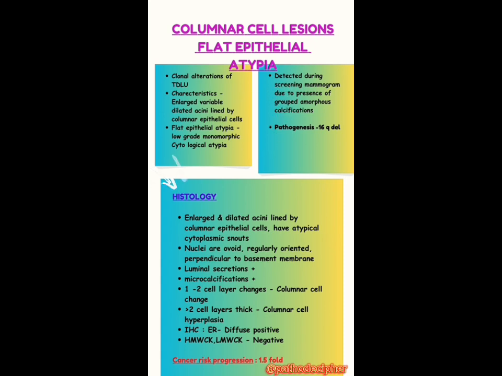Histologically, there will be enlarged and dilated acini lined by columnar epithelial cells, and they have apical cytoplasmic snouts. The nuclei will be round, ovoid, regularly oriented, perpendicular to the basement membrane, and they do have luminal secretion, microcalcification, etc. If there is a 1 to 2 cell layer change, you will call it columnar cell change. If it is more than 2 cell layers thick, you will call it columnar cell hyperplasia. Note the difference here. IHC wise, ER will be diffusely positive and cytokeratins will be negative. And what is the cancer risk progression? 1.5-fold risk progression.